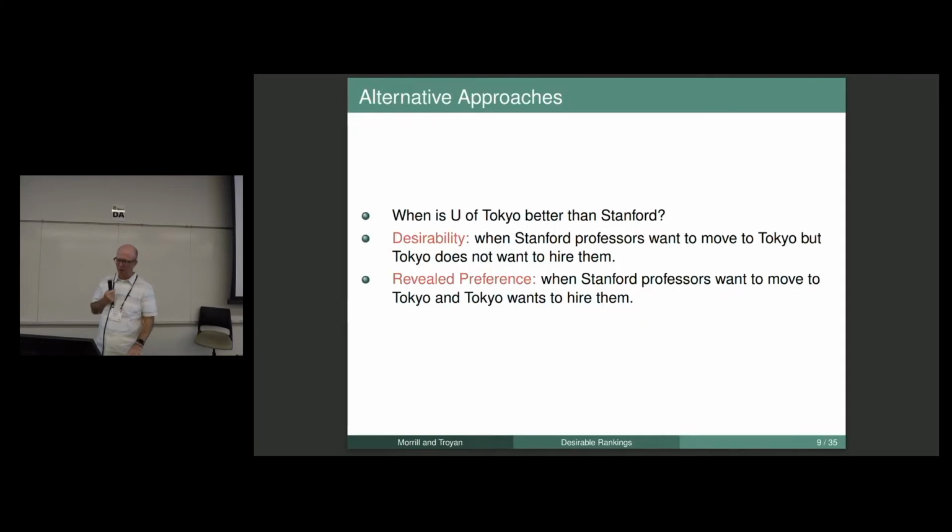So the distinction between desire and revealed preference: when is the University of Tokyo going to be ranked higher based on desire? It's when professors from Stanford want to move to Tokyo but are not able to. Tokyo doesn't want them. Then the Stanford professors would desire Tokyo because they prefer it to their outcome. Revealed preference is instead making this inference as soon as a Stanford professor wants to move and is able to move. So it's a subtle distinction, but we can talk offline. The reason we think it's a little bit better is that it's going to avoid the idiosyncratic component of the preferences.